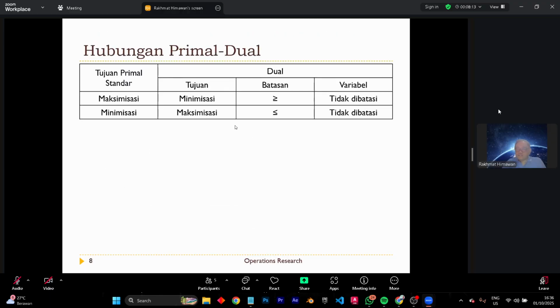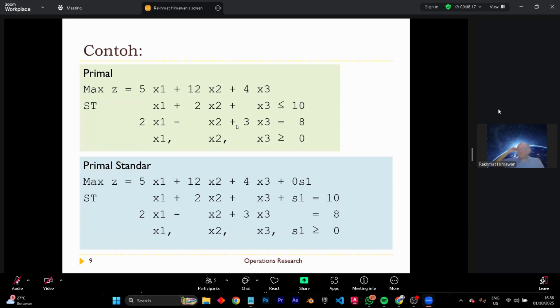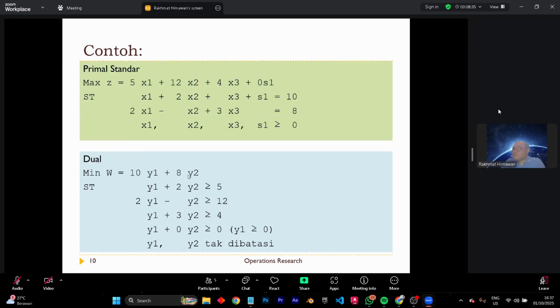Okay, so let's go to the example now. We have the primal example like this. If we put it in the standard form, we have s1, and for this one we don't have s. And then what is the dual?